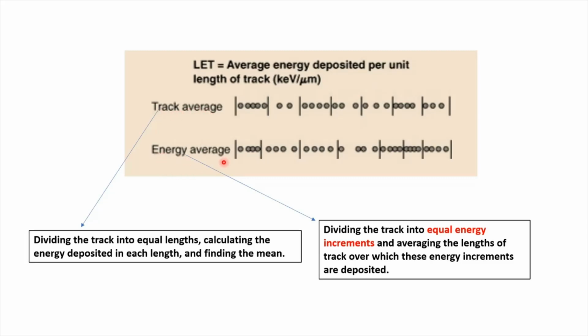In the track average method, you are dividing the track into equal lengths, calculating the energy deposited in each length, and then finding the mean. But in the energy average method, you are dividing the track into equal energy increments and averaging the length of the track over which these energy increments are being deposited.